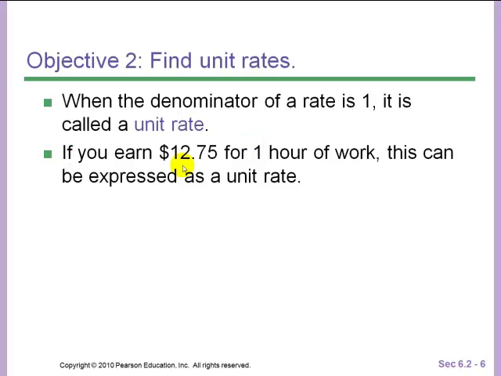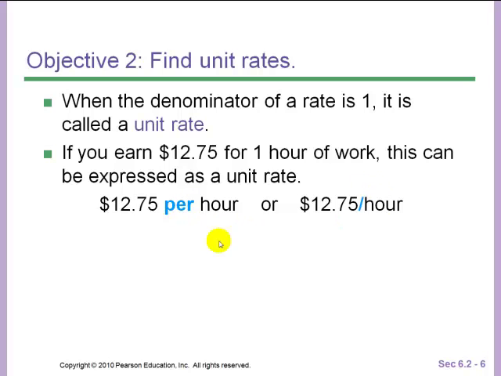For example, if you earn $12.75 for 1 hour of work, you can express that as the unit rate $12.75 per hour, or sometimes instead of writing the word per we use the slash. These two things are the same. It means you earn $12.75 in 1 hour, but we always say it as $12.75 per hour.